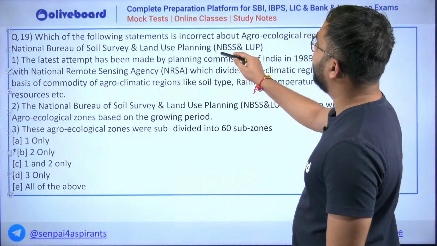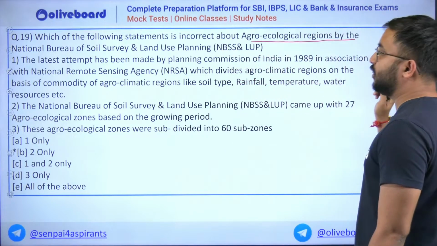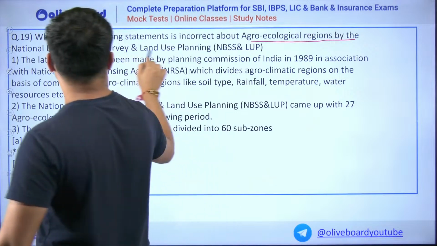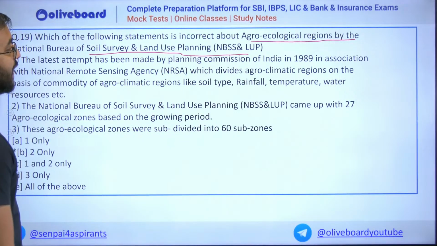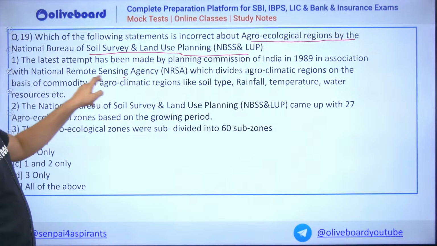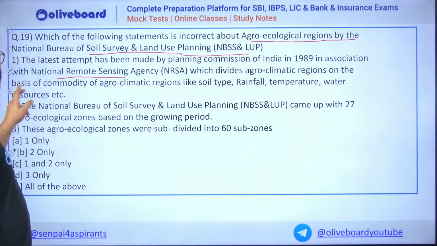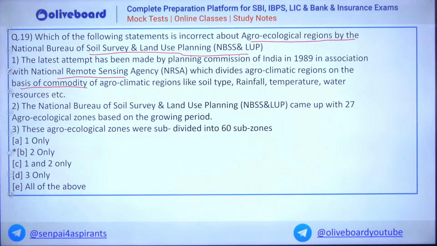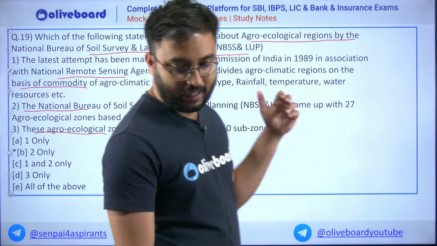Which of the following statements is incorrect about the agroecological regions by National Bureau of Soil Survey and Land Use Planning, NBSSLUP? The latest attempt has been made by Planning Commission of India in 1989 in association with National Remote Sensing Agency, which divides agroclimatic zones on the basis of commodity of agroclimatic regions like soil type, rainfall, temperature, water resources. The National Bureau of Soil Survey and Land Use Planning came up with 27 agroecological zones based on the length of growing period. These agroecological zones were subdivided into 60 subzones. Three statements, try to give the answer.